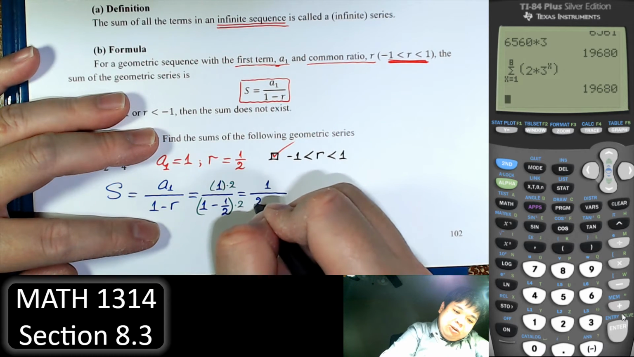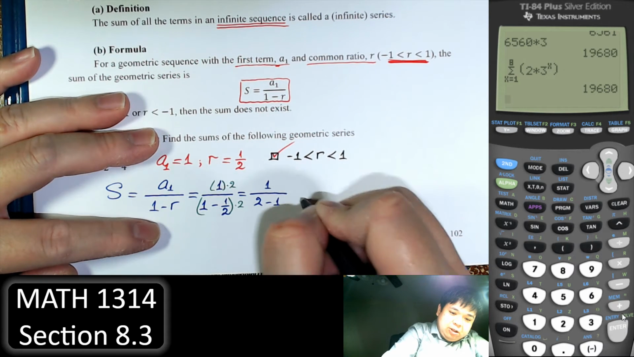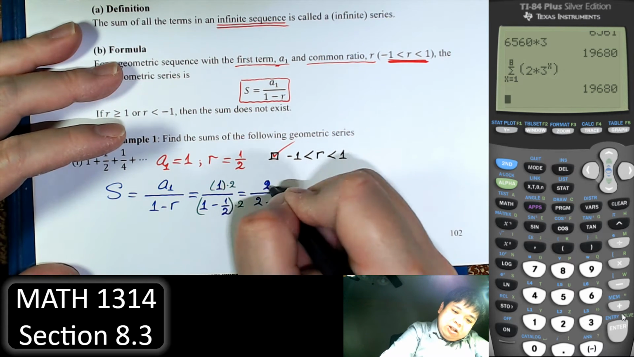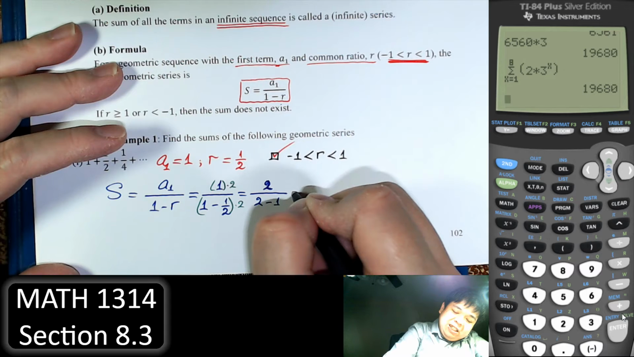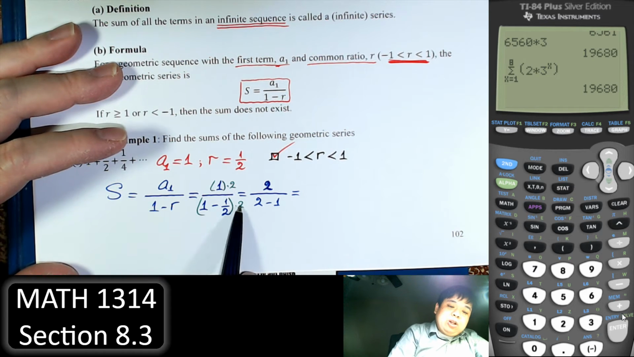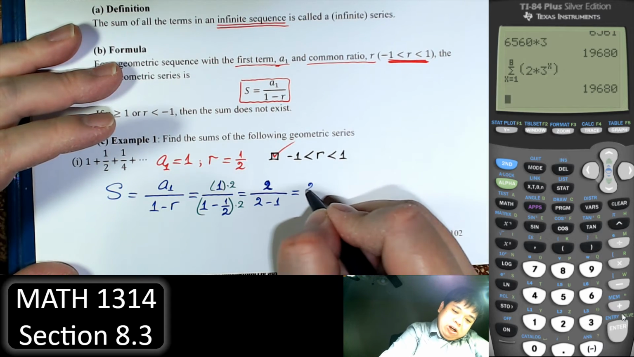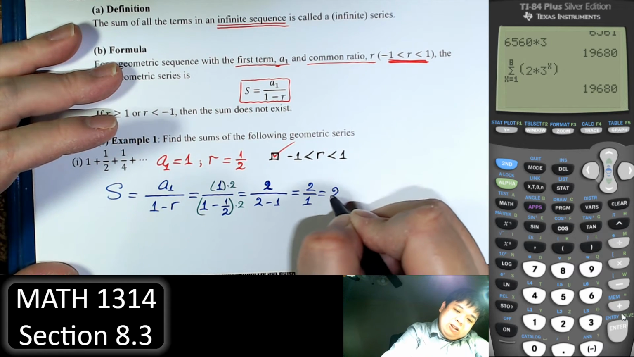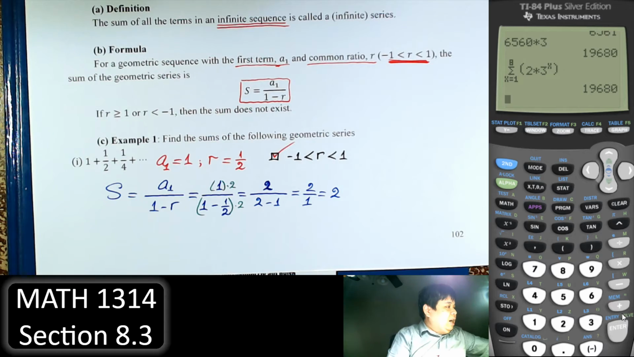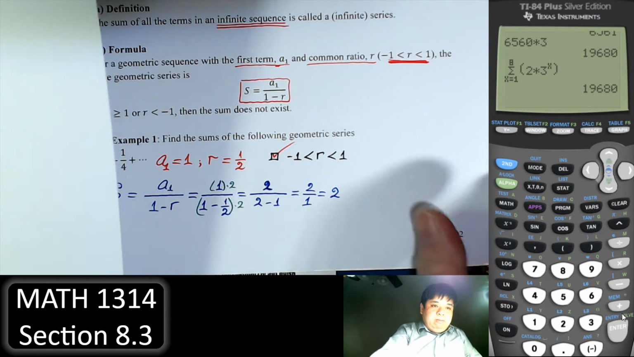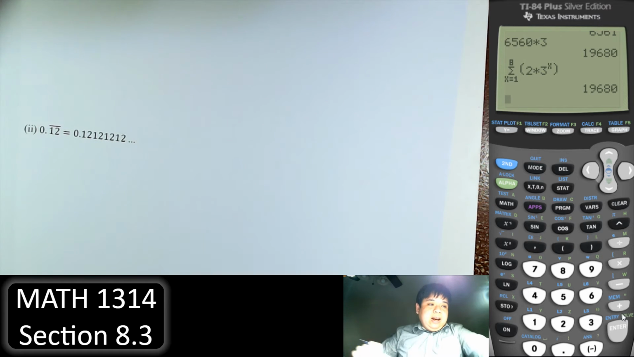That gives us 2, and 2 and 2 cancel out, so on the top is 2, right? Sorry. 2 times 1, and the 2s cancel out, is 1. So we have 2 over 1, which is 2. So this sum is equal to 2. Alright, next.